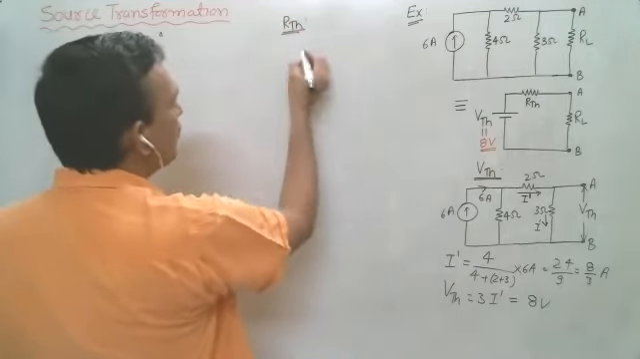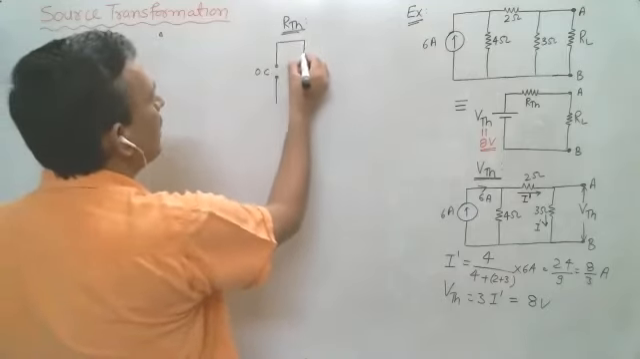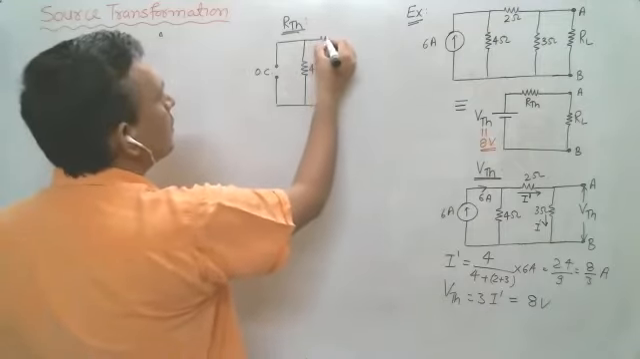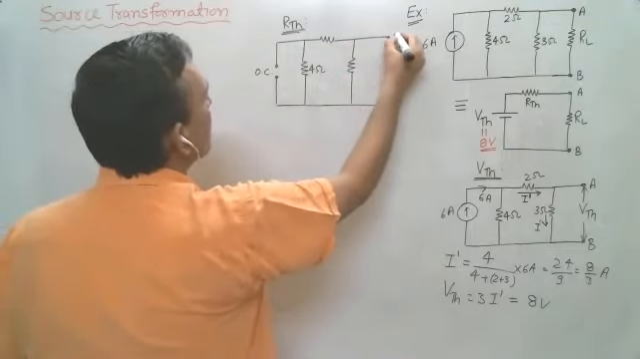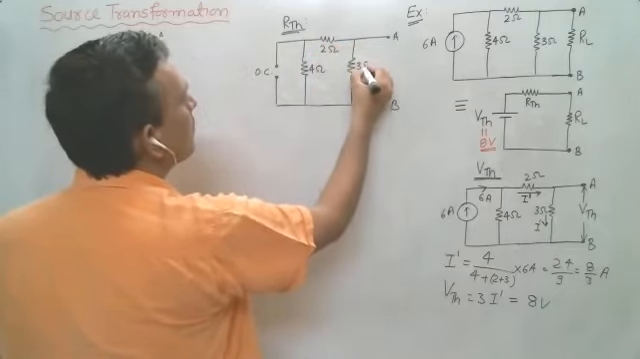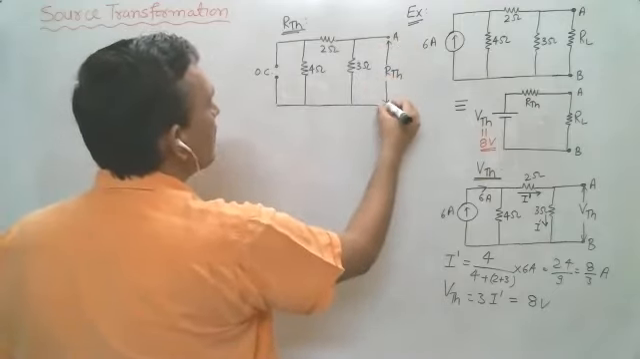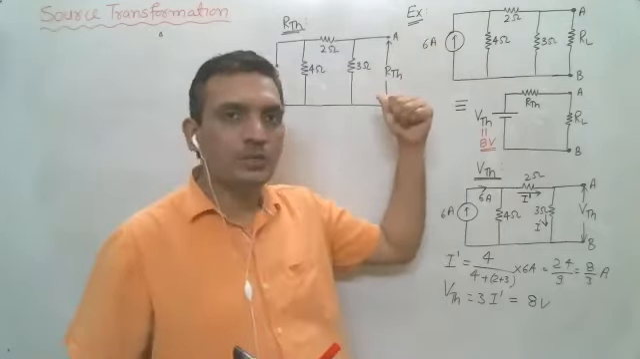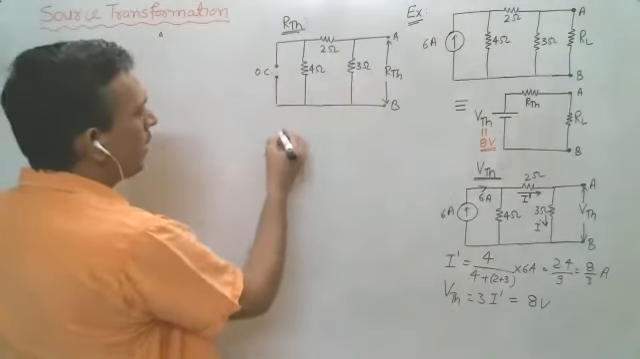RTH is, now it's a current source. So open the current source. Then this is 4 ohms. This is 2 ohm. This is 3 ohm. And this will be RTH. Equivalent resistance across AB when sources are turned off. Means voltage sources short circuit, current sources open circuit. So what will be equivalent?